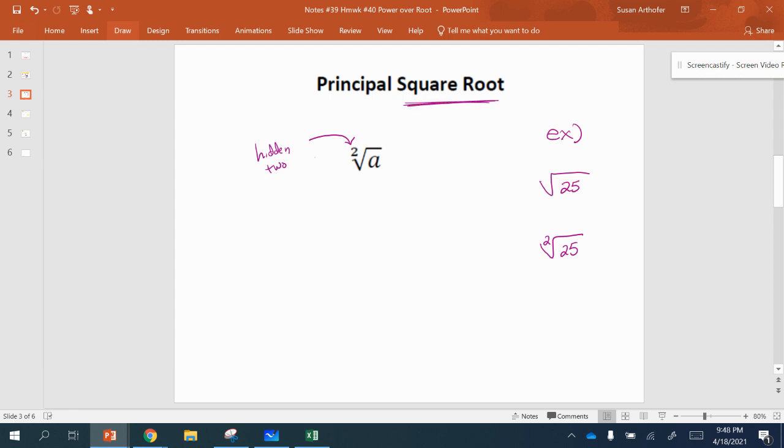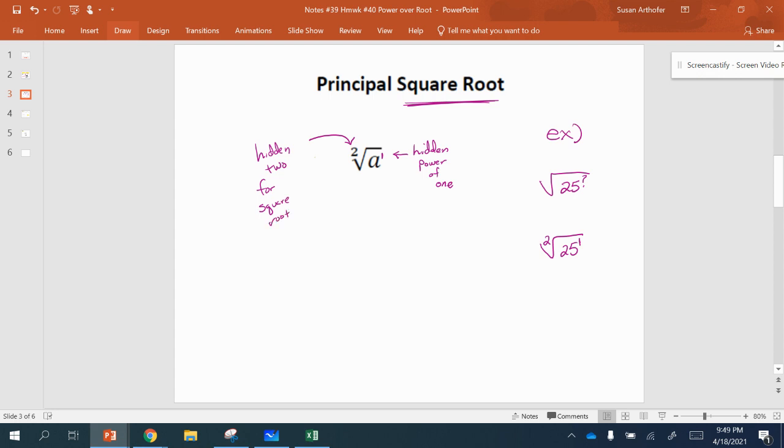So you are expected to fill in the hidden 2 for any square root. Now also, how many 25s are there? What is the power on that 25? 25 to the what? Well, it's to the first power. There's just one 25. What's the power on A? Well, there's just one A, right? So don't forget that there's a hidden power of 1 when you have just a plain letter or a plain number. You have to remember both of those things. So this is the hidden 2 for square roots.